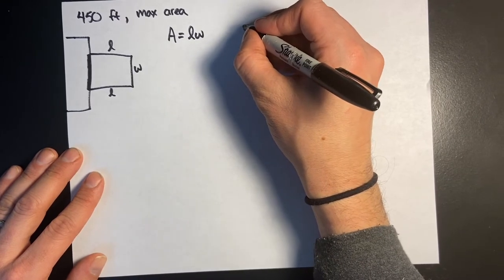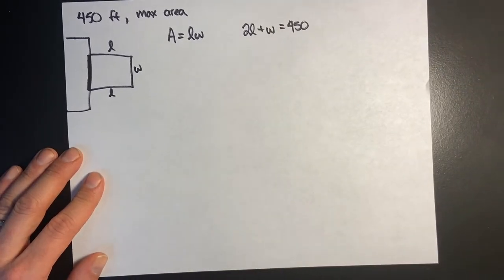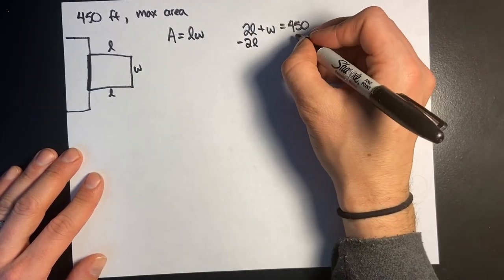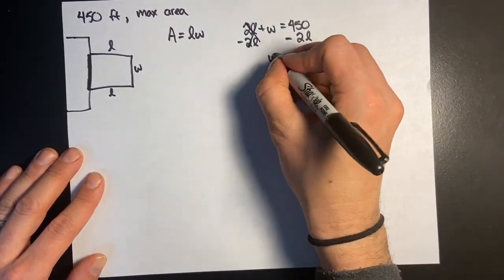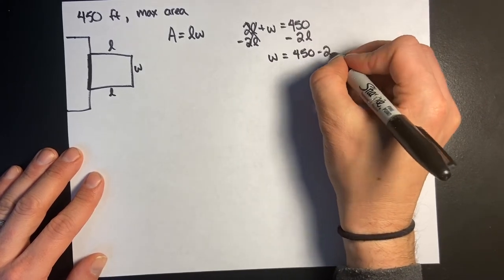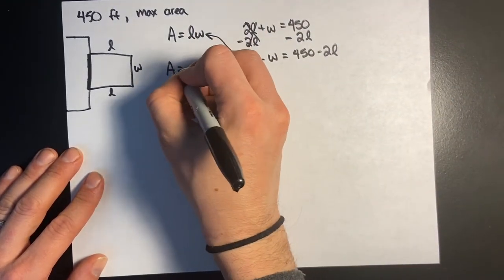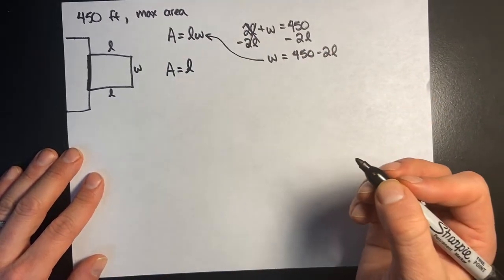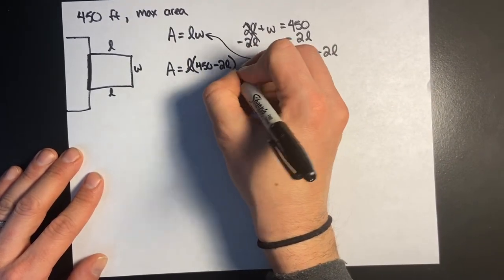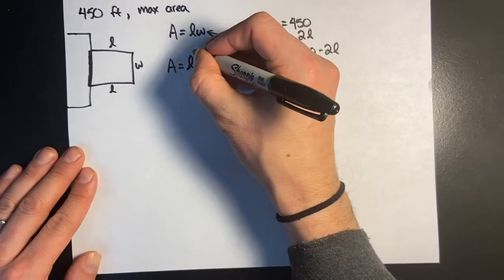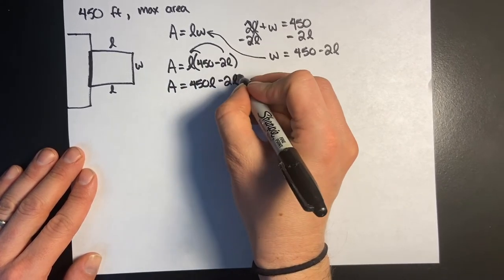In this case, I have three sides that I care about. I have two lengths, I have one width, and all of that fencing adds up to 450. I'm going to subtract 2L. In this case, I'm solving for W, and the reason is because it's easier. So my width is going to be 450 minus 2 times the length. I plug that in, and the formula that I care about is length times width, which is now L times 450 minus 2L. In the last problem, it was really convenient when I used the distributive property, so I'm going to do that again. A equals 450L minus 2L squared.